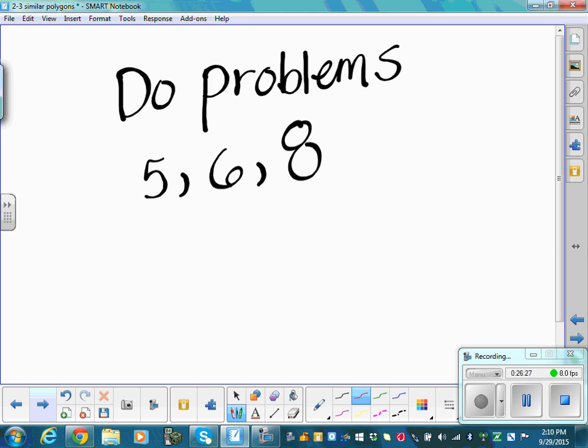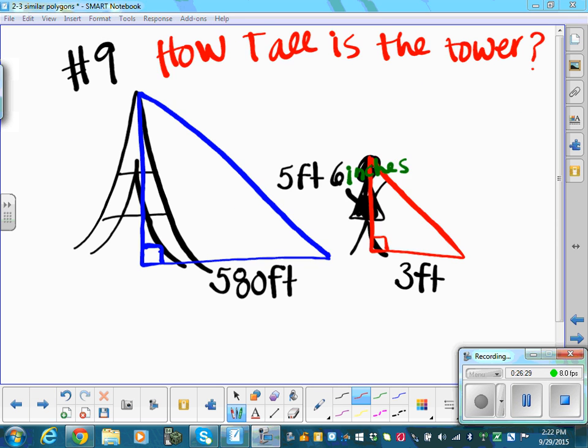Do problems 5, 6, and 8. We're going to do problem number 9 together on the worksheet. So if you read number 9, this is what it says. Sheila is standing near the Eiffel Tower in Paris, France. The shadow of the monument is 580 feet. Now look at my picture. Here's the monument. It's 580 feet is the shadow. Sheila's shadow is 3 feet long. Here's Sheila. Here's her shadow. It's 3 feet long.